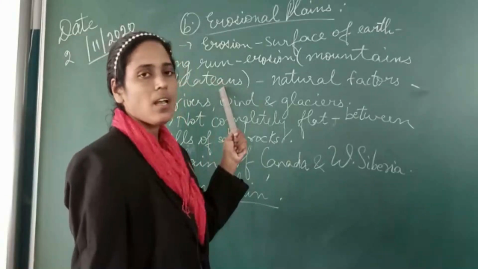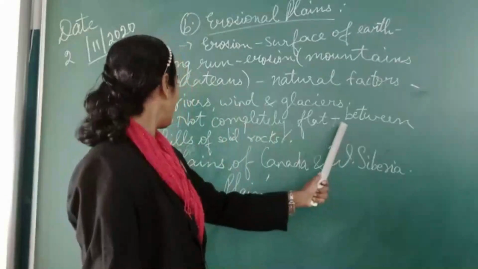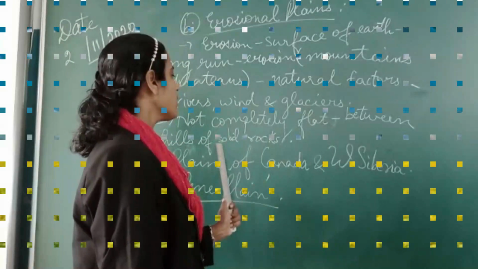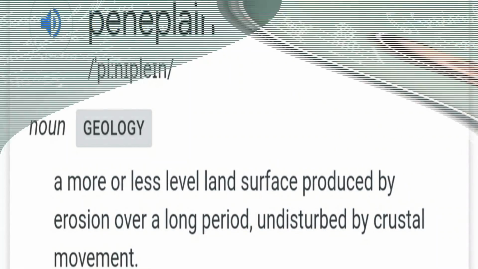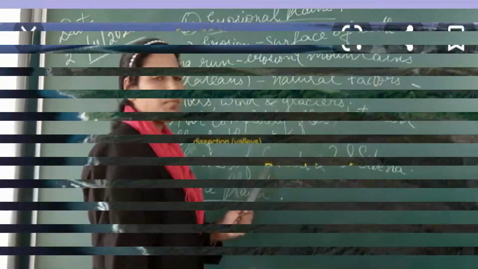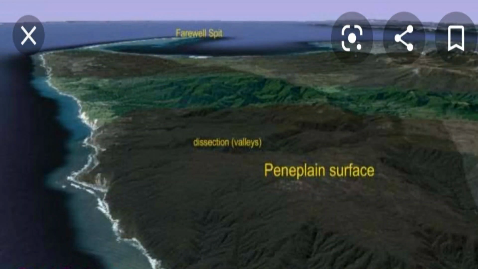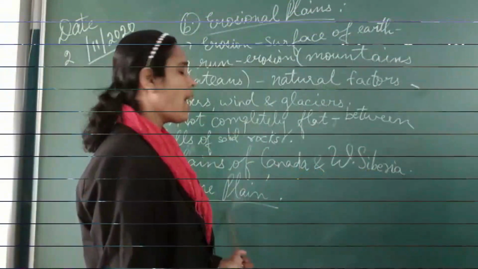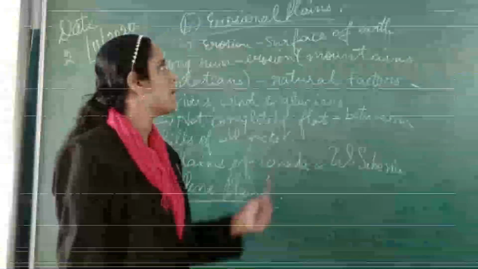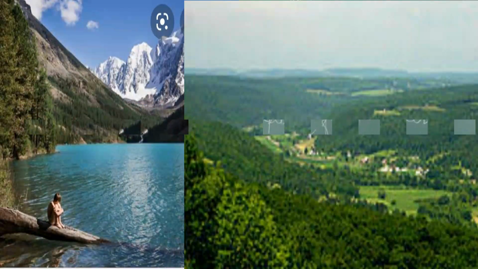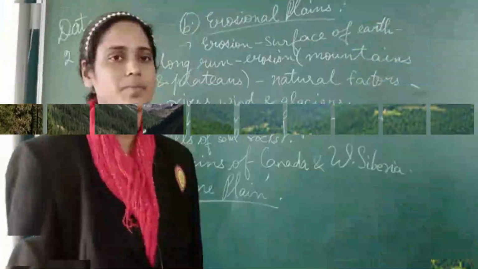And these plains are not completely flat, but they lie between hills of solid rocks. As we saw in the previous diagrams, these plains are not completely flat areas. Somewhere in between they have hills of solid rocks. Examples are plains of Canada and western Siberia. Sometimes these plains are also known as peneplains. The other name for erosional plains is peneplains.